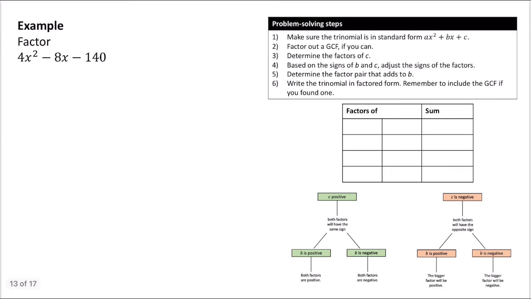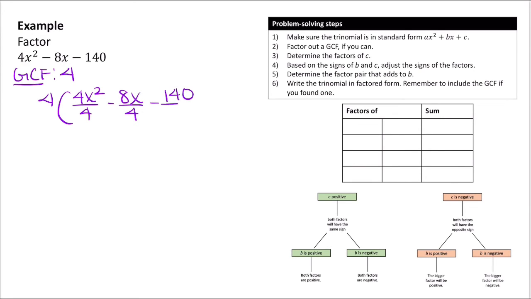So let's try this example now. Let's factor 4x squared minus 8x minus 140. Well, notice in this case, I do have a GCF. My GCF will be 4, and I can go ahead and divide that out of all of my terms. So I have 4x squared over 4 minus 8x over 4 minus 140 over 4.